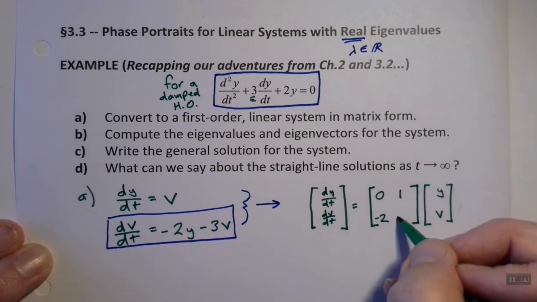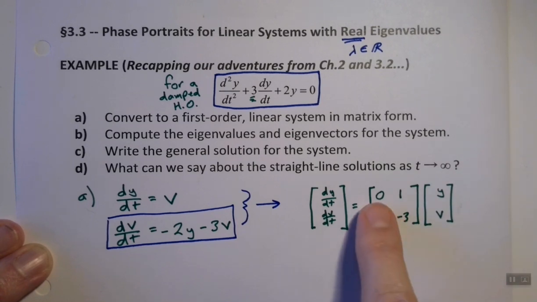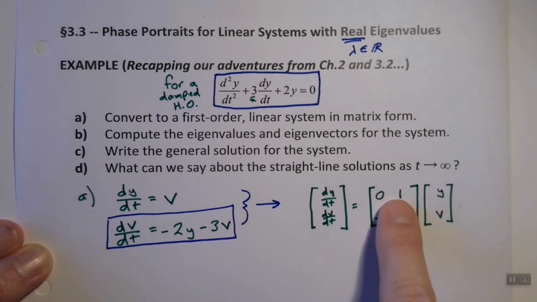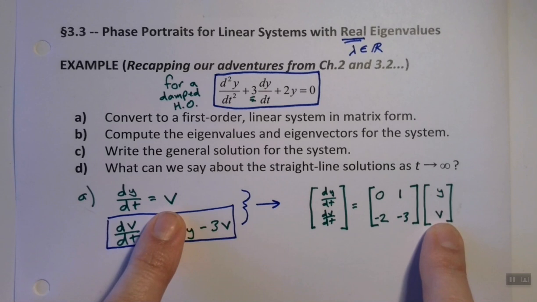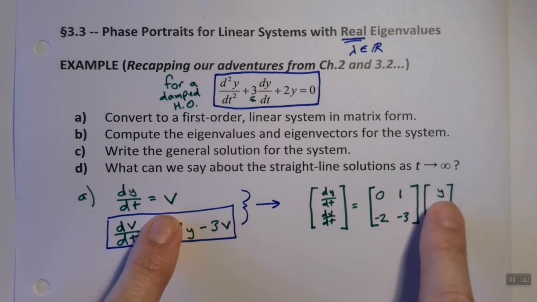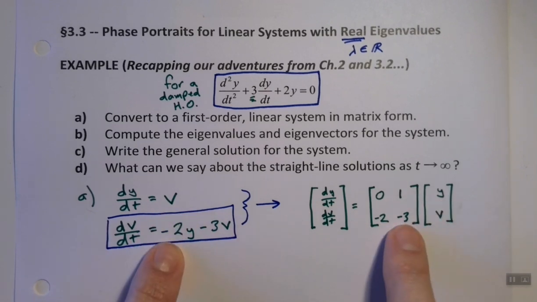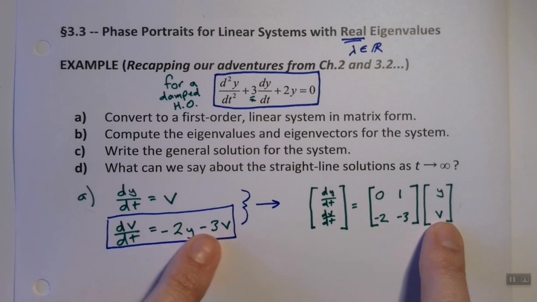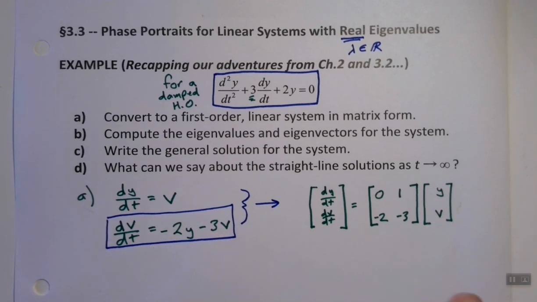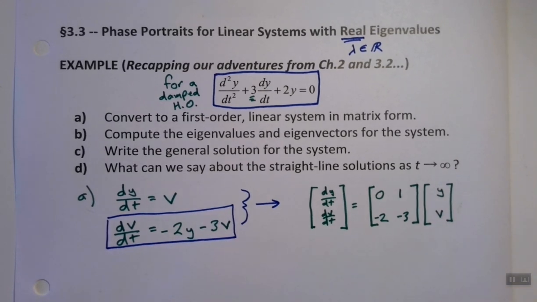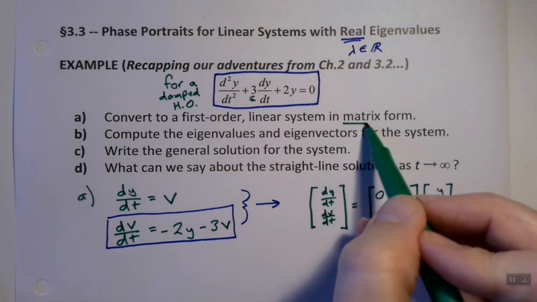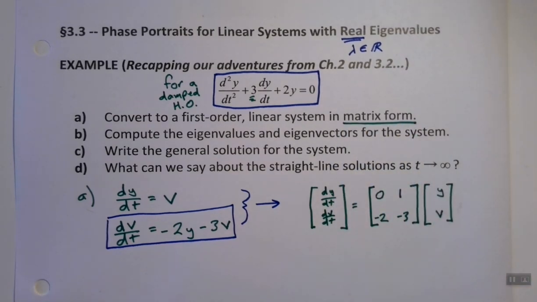So if you do the matrix multiplication, you get 0 times y plus 1 times v. That gives you your first equation. And negative 2 times y minus 3 times v. That gives you your second equation. So this really is my matrix form for my system of linear equations.